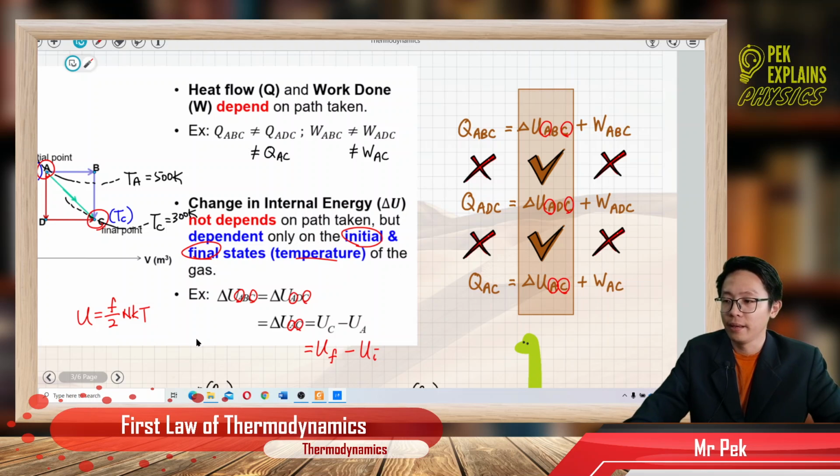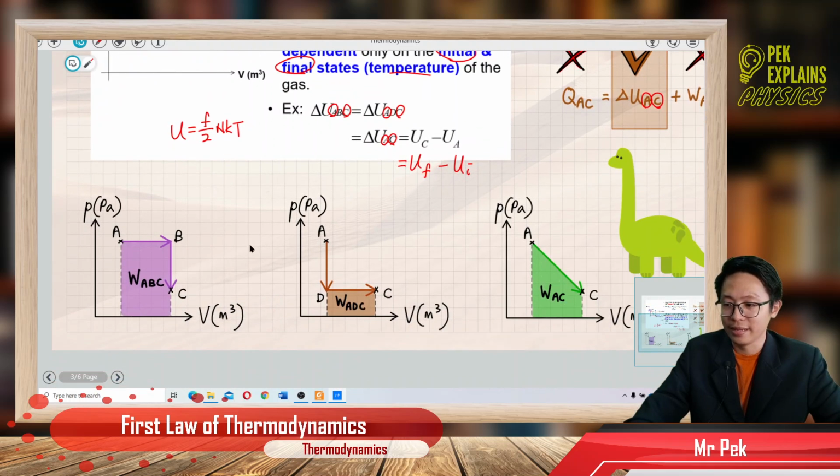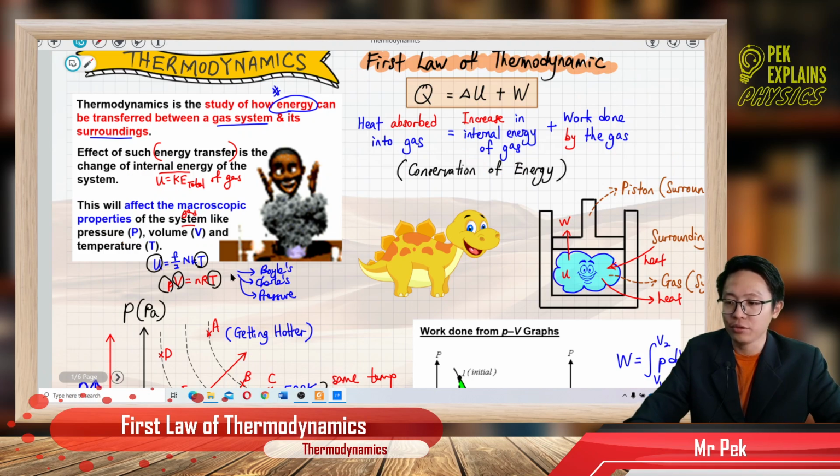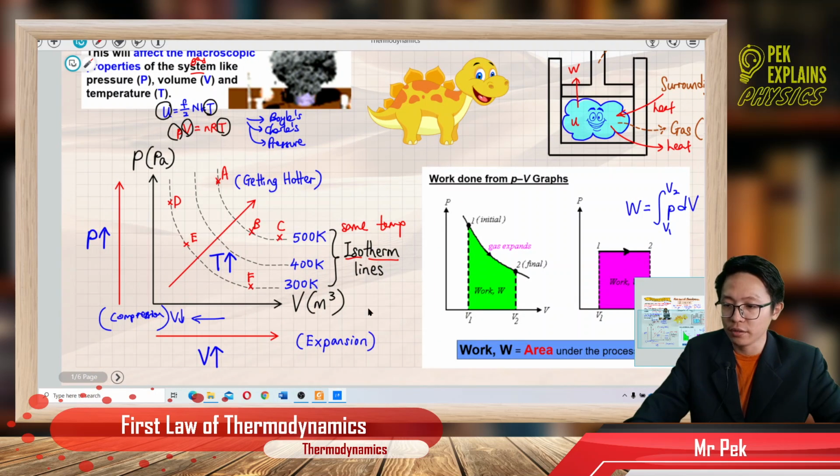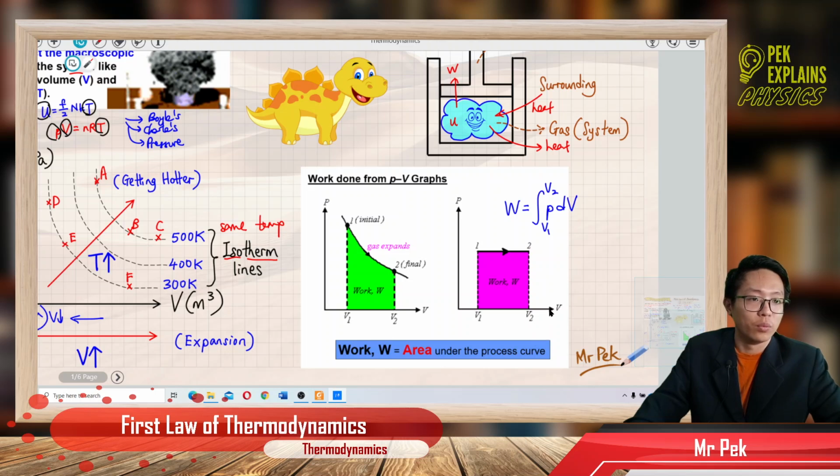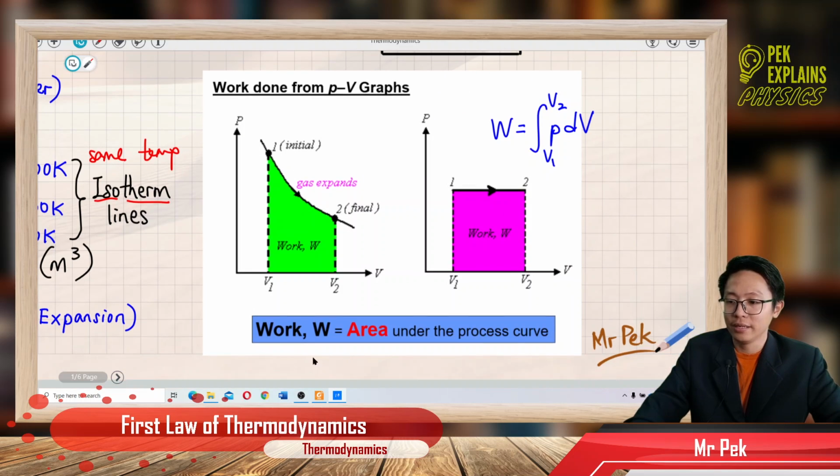Why are they different? The answer is simple. As we learned before, how do we get work done from a pressure volume graph? Work done is the area under the pressure volume graph, or the integration of pressure versus volume. The integral of pressure with respect to volume, or the area under the graph, is the work done, isn't it? Like these two graphs, they have different areas. The green area and the purple area are different, so different work done. So the area under the graph is the work done.